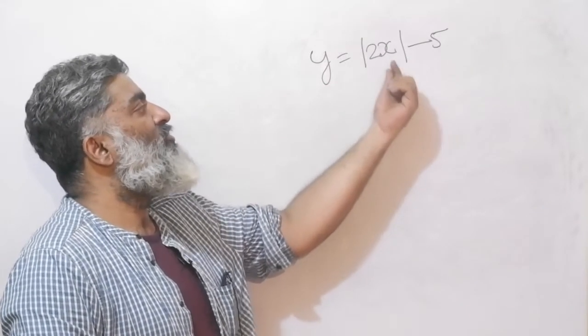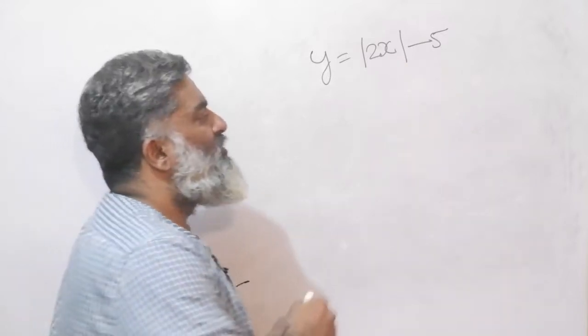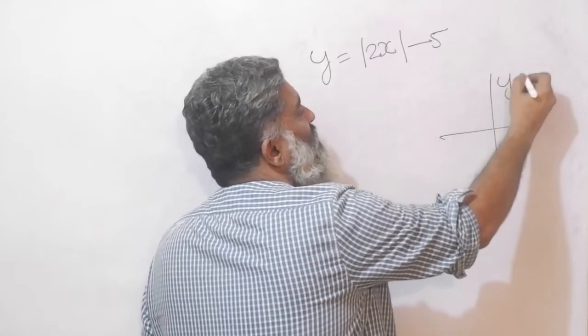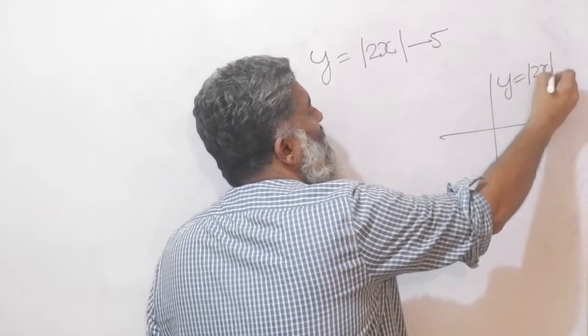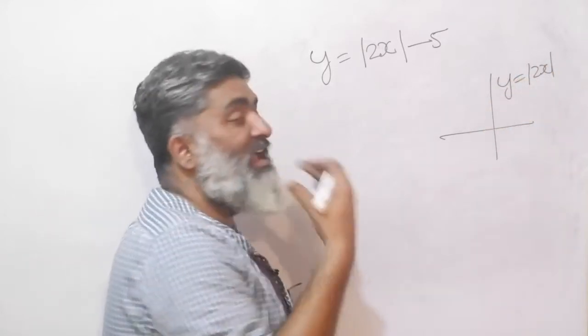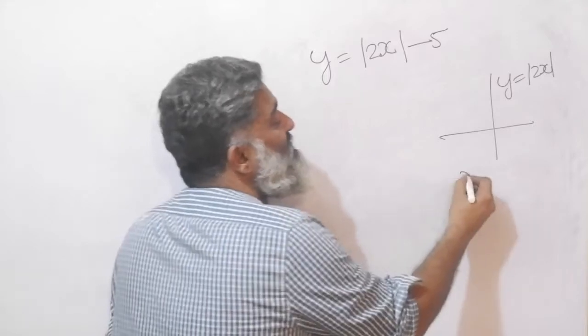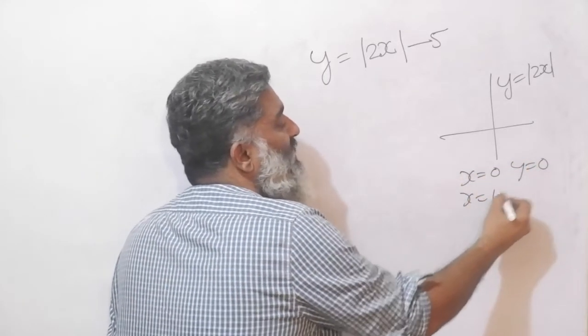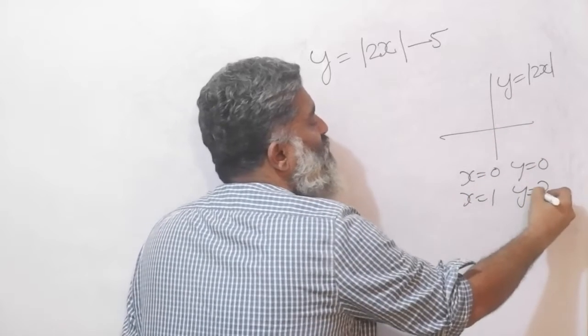Y is equal to mod of 2x minus 5. So a quick step would be to first go a step backwards and think of y is equal to mod of 2x. What does that mean? And again I'll start from building the table. I will say, okay, x is 0, y is 0. When x is 1, y is equal to 2.